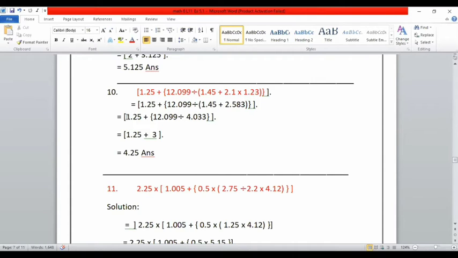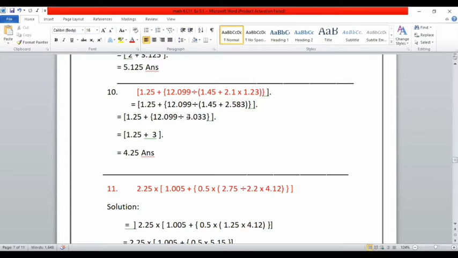Dear student, now we have the large bracket started: 1.25 plus curly bracket started 12.099 divided by 4.033. Here we have to remove the curly bracket, and there's only one binary operation, that is the division. When 12.099 is divided by 4.033, you will get 3. After the division we have got the 3.